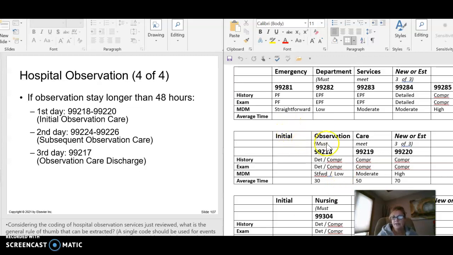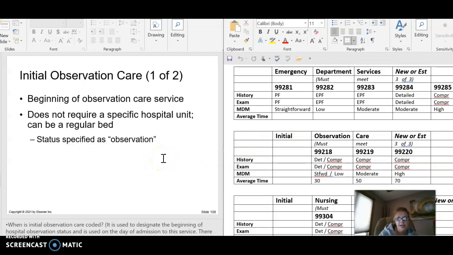So let's just pretend, let's look at your book. If I have a problem-focused history, which is in the 99224 range, but I had a detailed exam and a decision-making of high complexity, I only need 2 out of 3 key components, so I'm able to code 99226. I can have one of my components low. So once again, I can code a 99226.